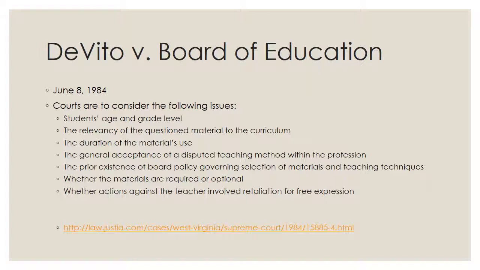From what I read, this case had been appealed a couple of times. The first time the court ruled that the board's decision to dismiss the teacher was okay, and then the appellant, which would be that teacher, came back and said that it was unlawful or wrong of them to have done that. And so DeVito versus Board of Education is pretty much the appeal of the initial case.